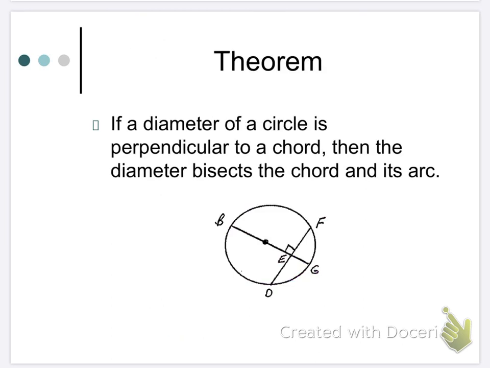Okay, our first one here is the theorem. If the diameter of the circle is perpendicular to the chord, so it's forming that right angle, then the diameter bisects the chord and its arcs. So that means that this right here would be congruent to this portion right here, and this arc measure would be congruent to this arc measure. Okay, so that's a very important theorem that we're going to use today. If you need to pause it to write it down, please feel free.